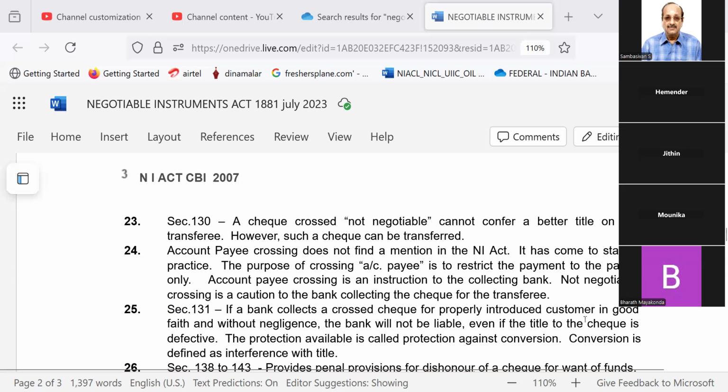24. Account payee crossing does not find a mention in the NI Act. It has come to stay in practice. The purpose of crossing account payee is to restrict the payment to the payee only. Account payee crossing is an instruction to the collecting bank. Not negotiable crossing is a caution to the bank collecting the check for the transferee.